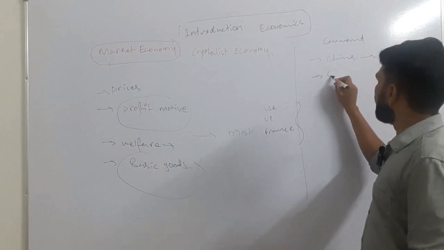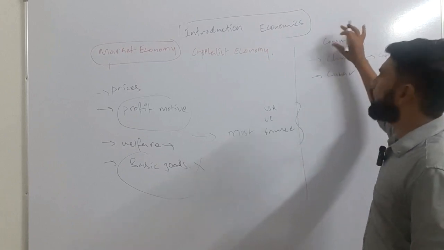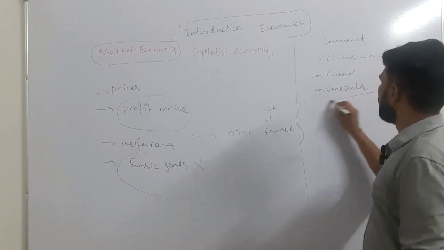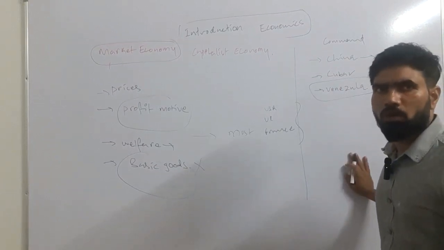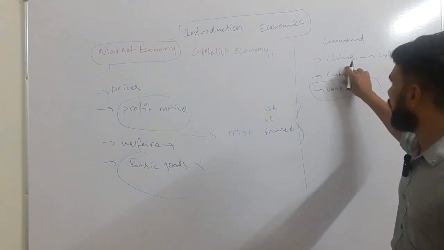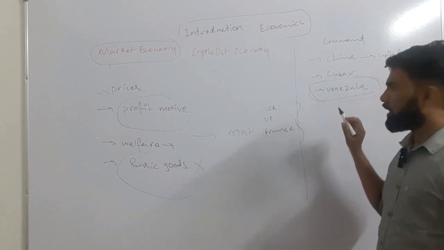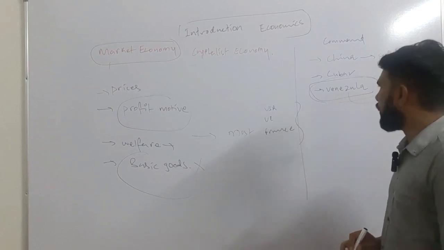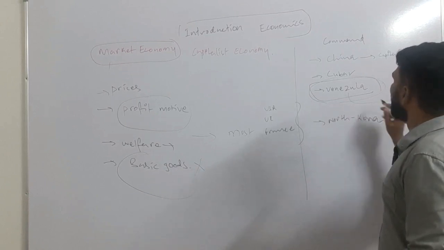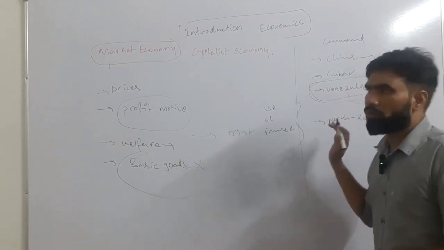Some other economies are there. Cuba we can take as an example, still following the command economy. Another example was Venezuela, when Fidel Castro and Raul Castro were there. Sorry, they were the leaders of Cuba. Venezuela now has a capitalist government. When the communist government was there, they were following the command economic model. Apart from that, North Korea also we can take as an example of command economy.